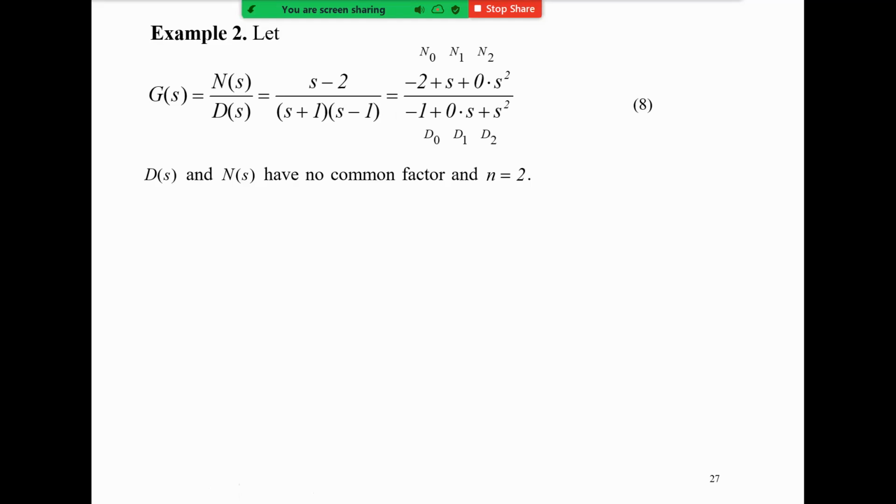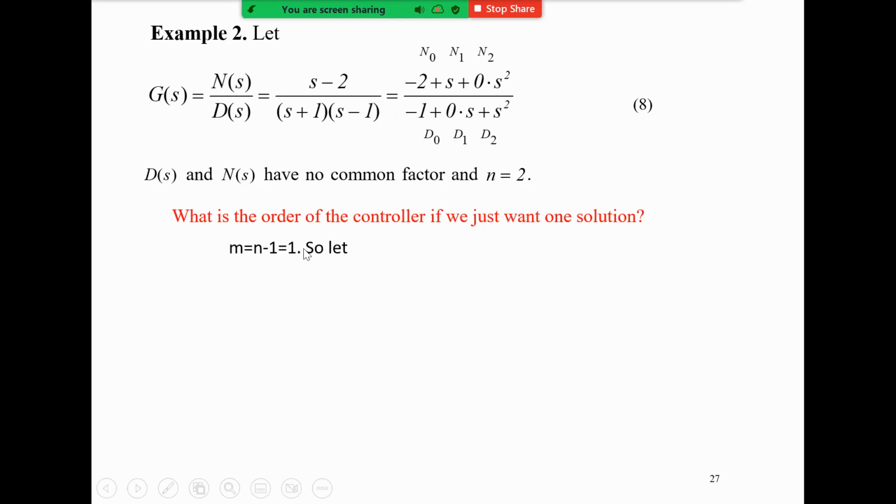It is also strictly proper because the degree 1 is smaller than 2, right? Of course, they have no common factors clearly. N equals 2. Now, if we just want to get one solution, what is the order of the controller? Here, n equals 2. So what is the order of the controller? 1, right? n-1. Then it means that the controller is first order, right?